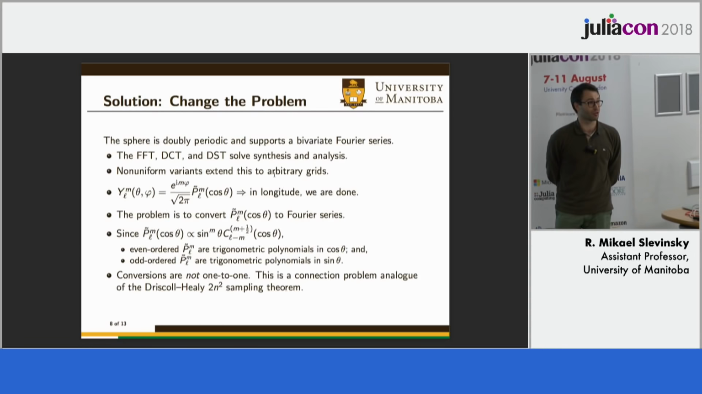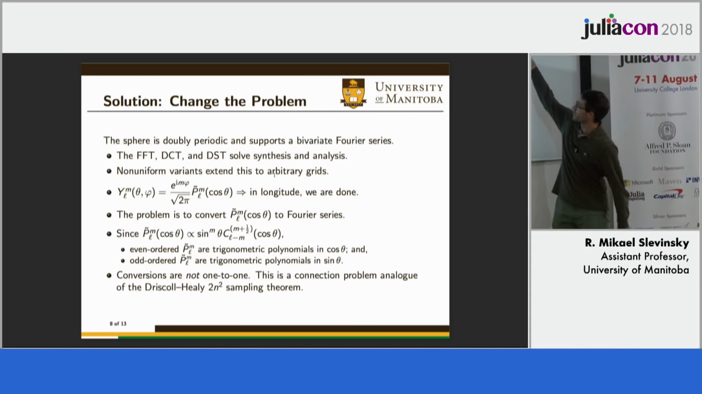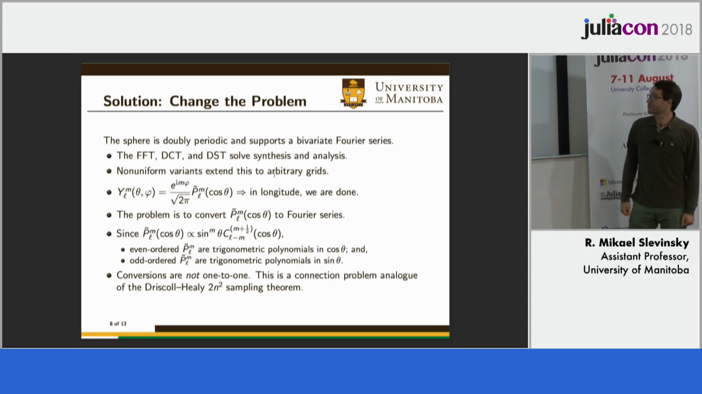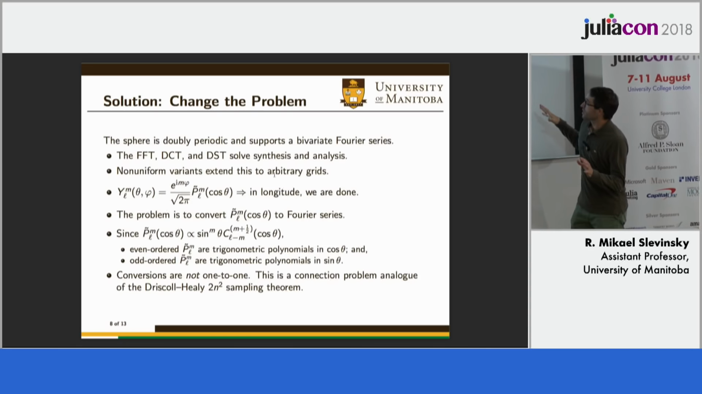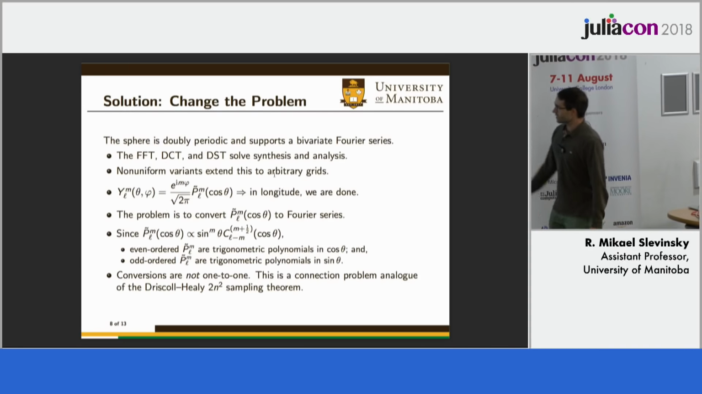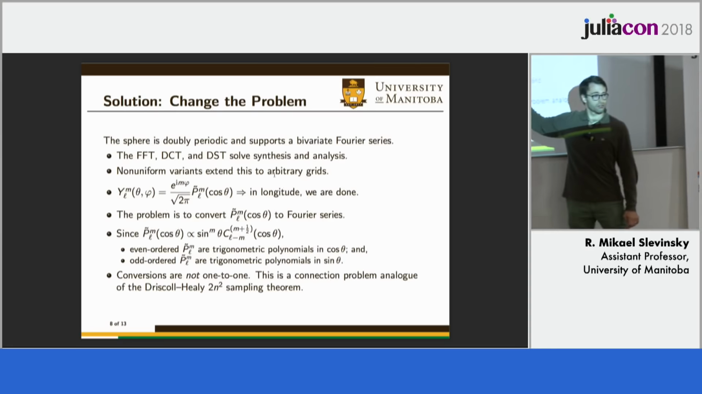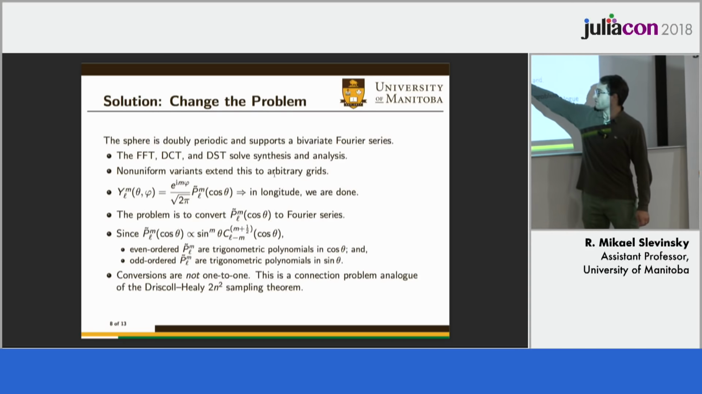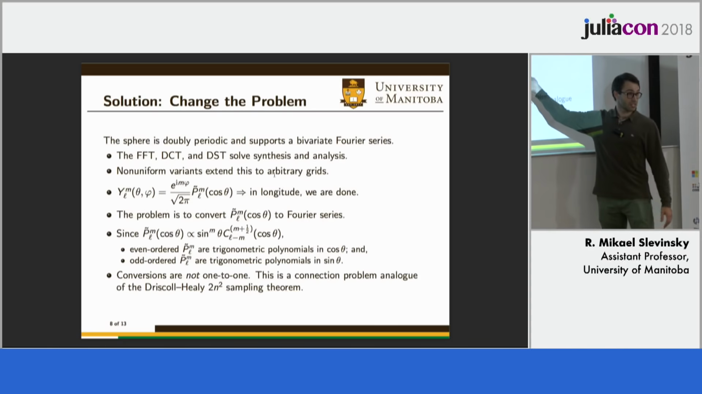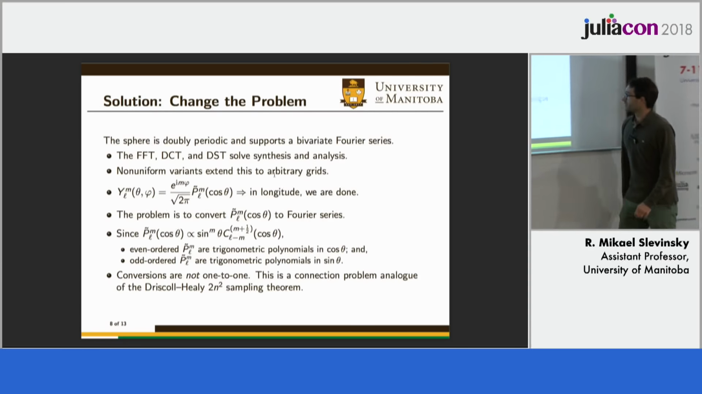The solution is actually to change the problem. We know that if we can use a Fourier series, and here I mean a tensor product, just sines and cosines in theta and phi, we've got the FFT, the DCT, and the DST at our disposal. We have non-uniform variants, right? So we can do all sorts of nice things once we get to a bivariate Fourier series. And the idea is that the associated Legendre functions, for even m, are cosine series, and for odd m, they are sine series. So we know that we can do it.